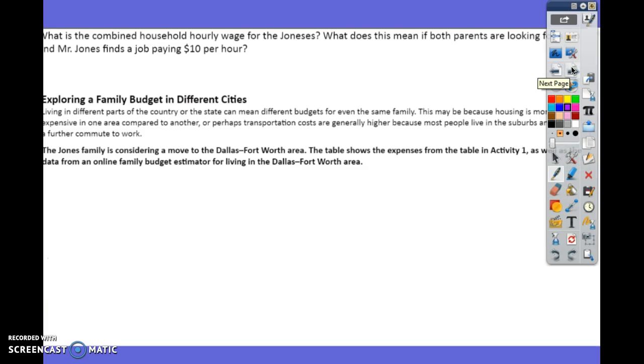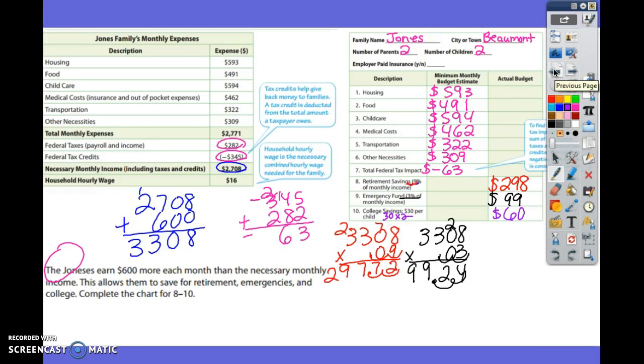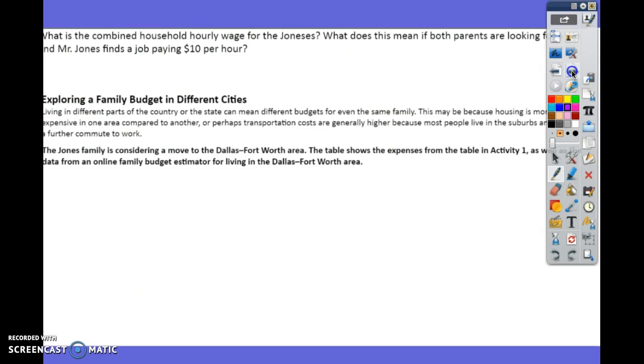What is the combined household hourly wage for the Joneses? So if we look back here, the combined hourly wage for the Joneses is going to be $16. What does this mean if both parents are looking for a job and Mr. Jones finds a job paying $10 per hour? So if Mr. Jones is going to make $10 per hour, then Mrs. Jones needs to find a job that is going to pay at least $6 an hour, because the combined income needs to be $16 an hour.